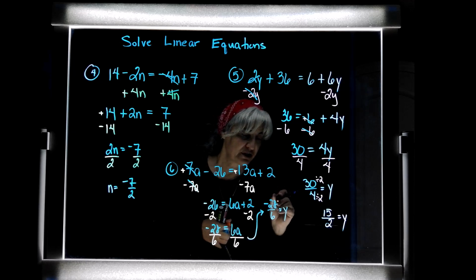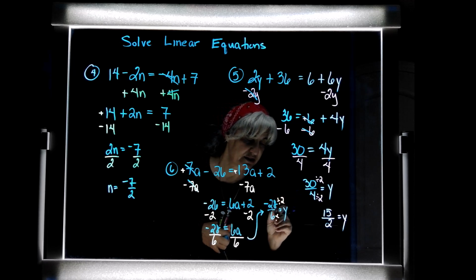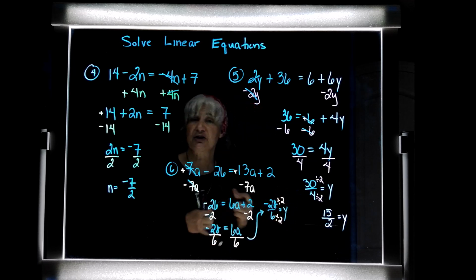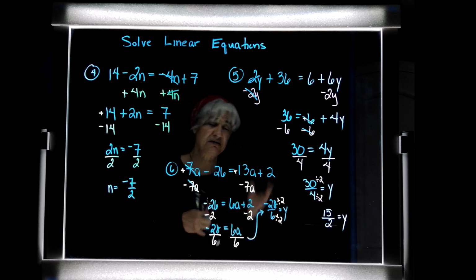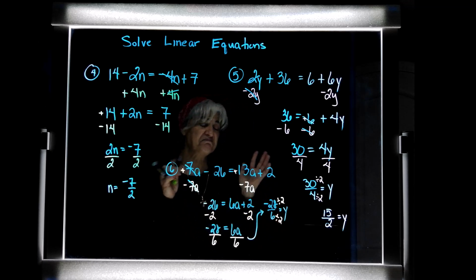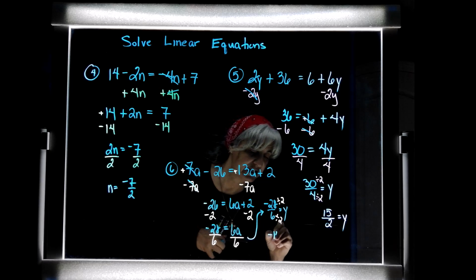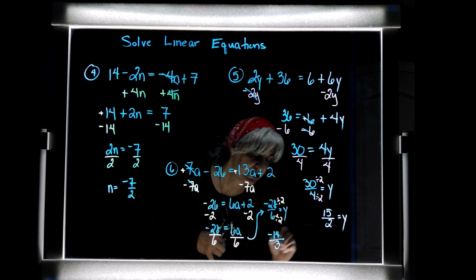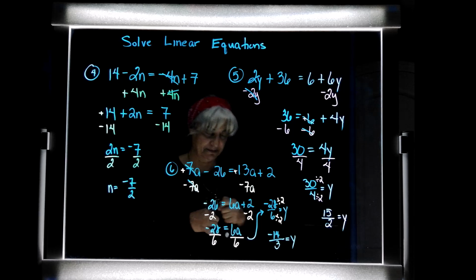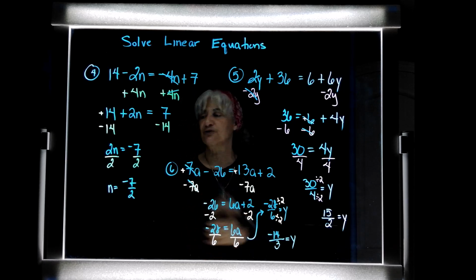Okay, I hear you. You're going to try dividing by 2 to get started. And that's great. If it reduces again after this, so be it. And if it doesn't, good. Negative 14 over 3 equals y. Wonderful. You guys are sophisticated.